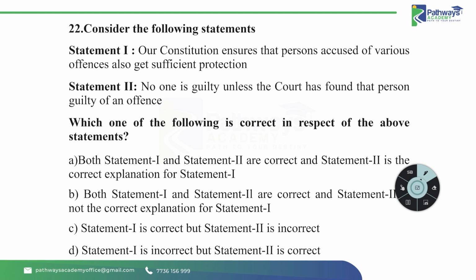So the accused will also be given certain protection. Very good. The second statement says no one is guilty unless the court has found that person guilty of an offense. Nobody is guilty until proved, isn't it? So this is in a way the explanation for the first statement. Now, what is the correct answer?